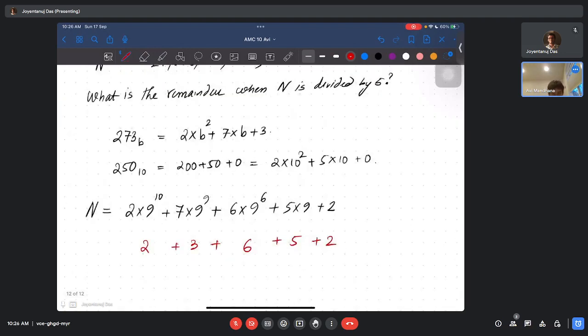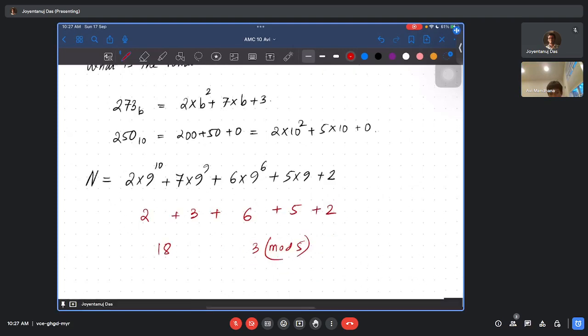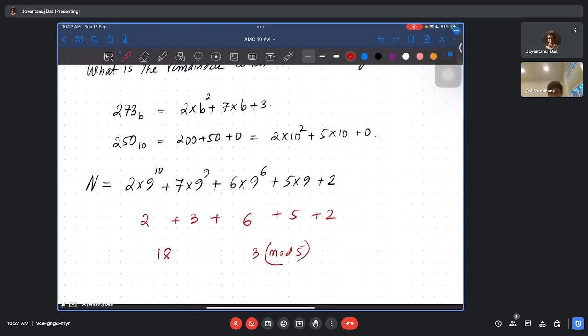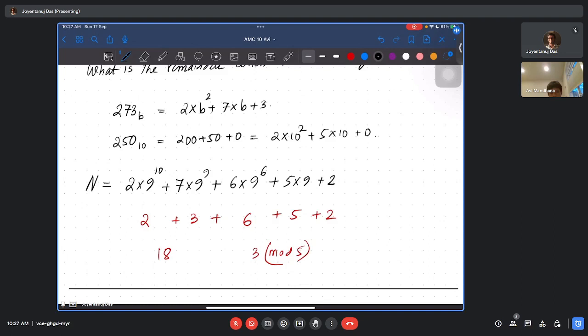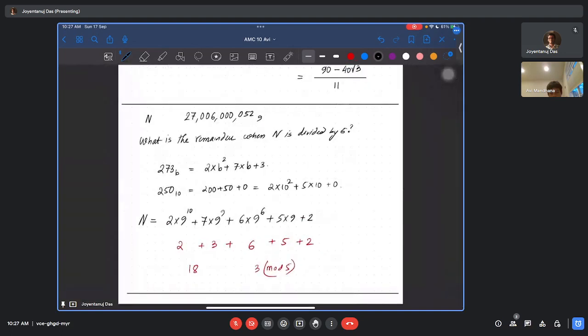17. No, not 17, 18. Okay. So wouldn't the remainder be 3? Yes, so 18 we can do. It is 3 mod 5, right? So 3 is the remainder. Yeah, I understand how to do this, but I think I had the right approach. Yes, this is correct. So try to do the remaining problems.